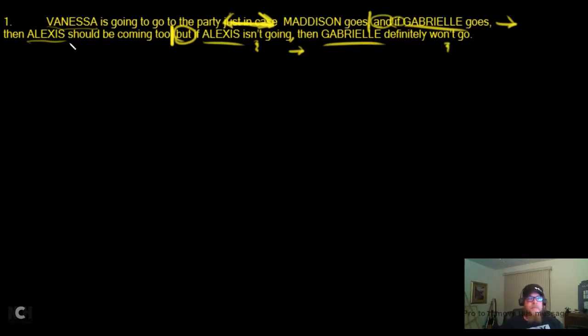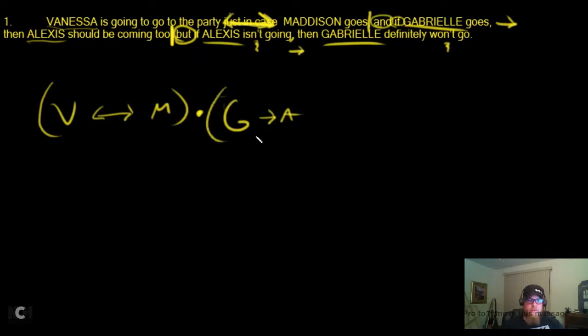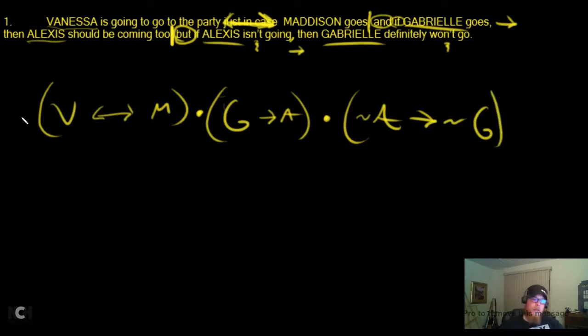So let's do it. So Vanessa is going to the party just in case Madison goes. Okay, that's its own separate thing. And, which means that and is here. That goes together. And if Gabrielle goes, then Alexis should be coming too. That's its own thing. But if, so here's an arrow. If Alexis isn't going, then Gabrielle won't go. Okay, this is looking great.